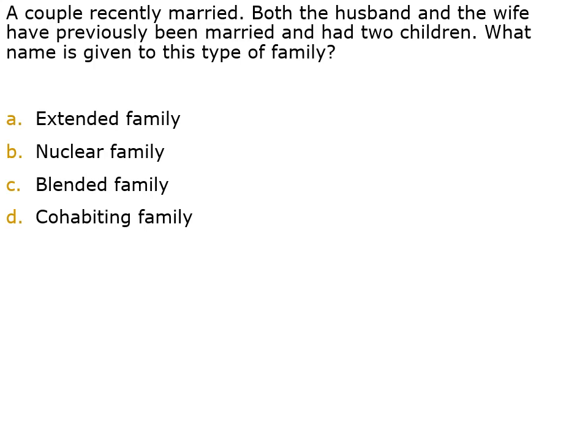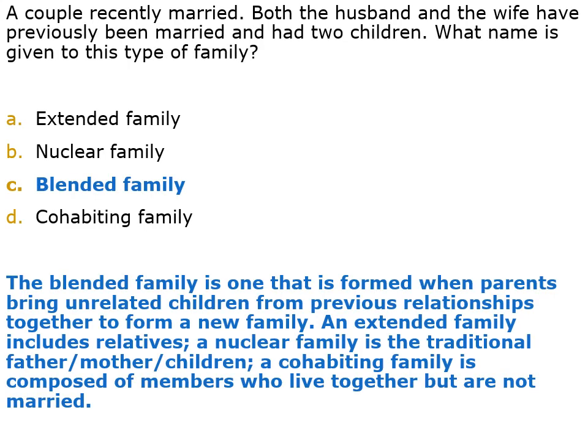A couple recently married. Both the husband and the wife have previously been married and had 2 children. What name is given to this type of family? Remember the Brady Bunch. A blended family is one that is formed when the parents bring unrelated children from previous relationships together to form a new family. An extended family includes relatives. A nuclear family is the traditional mother, father, child. A cohabiting family is composed of members who live together but are not married.